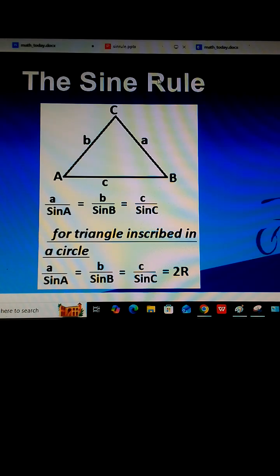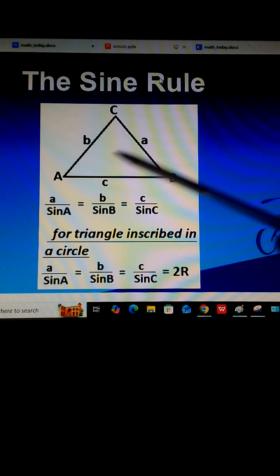My name is Samuel, and in this video I will explain the sine rule. The sine rule is one of the rules that is used in mathematics to solve triangles. The other rule is the cosine rule. In this video I will explain more about the sine rule. Let us begin.